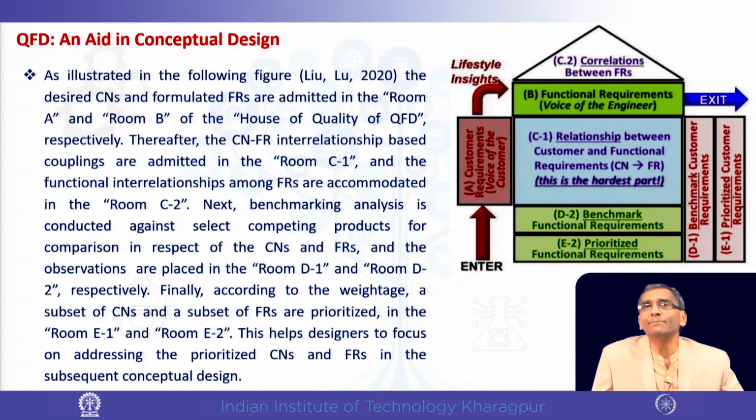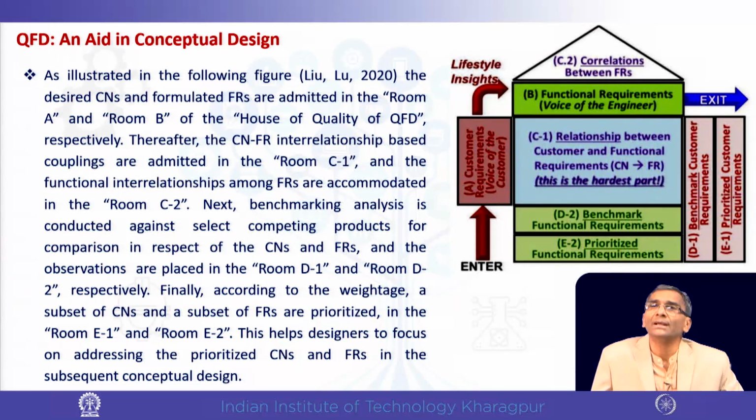Of course, we will discuss in detail, but since it is helpful in conceptual design, it is necessary that we make a preamble here. The relationship appears in the middle, in the blue room, room number C1. A is the room for the customer requirements, B is the room for the functional requirements, and the relationship gets allocated in room C1, and then the interrelationship between the functional requirements is in C2.